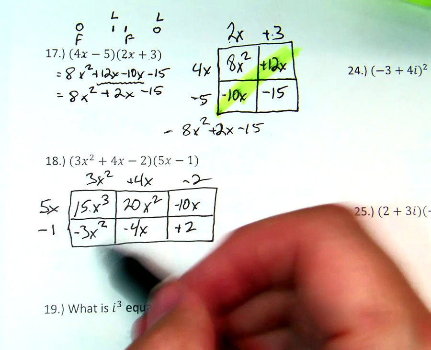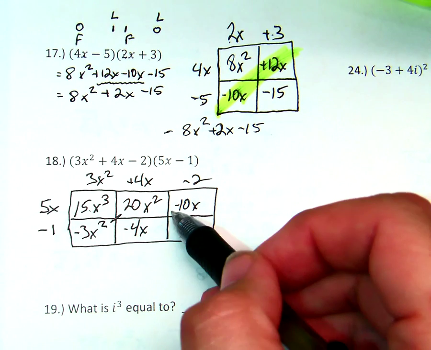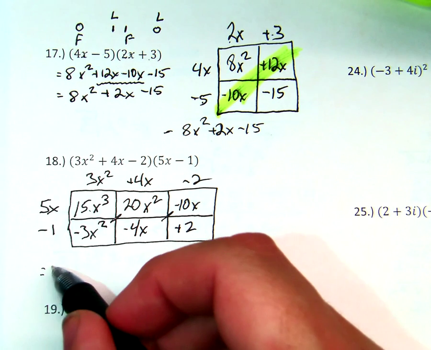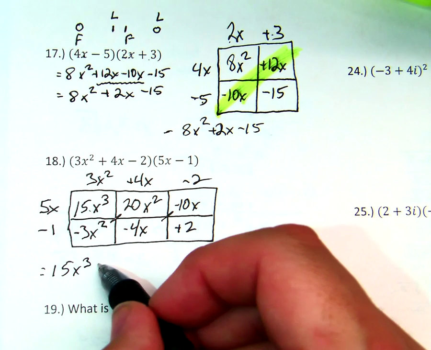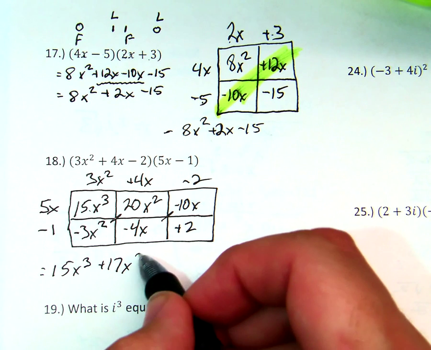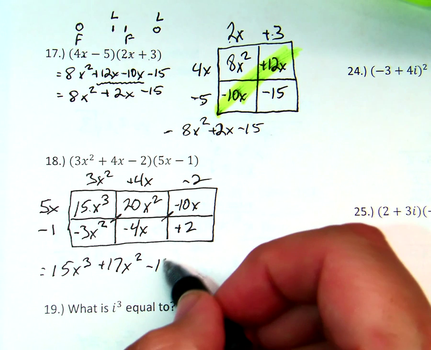And then again, we have our diagonals here. So this would be 15x cubed plus 17x squared minus 14x plus 2.